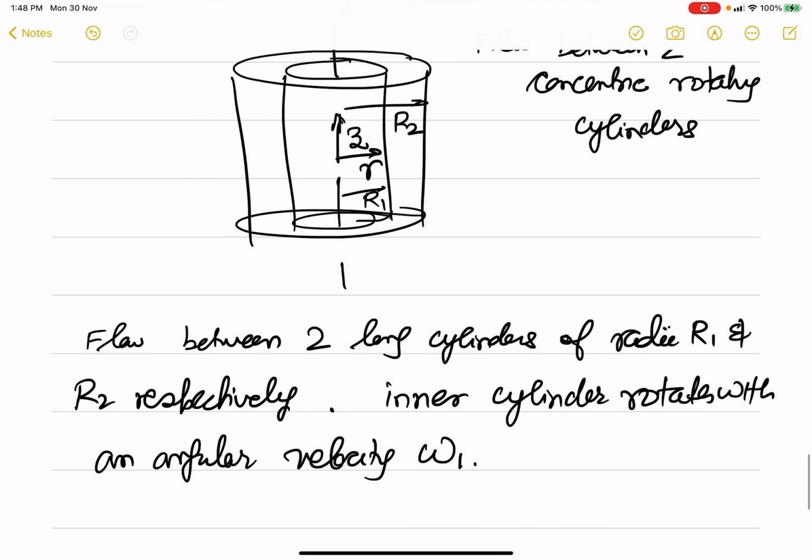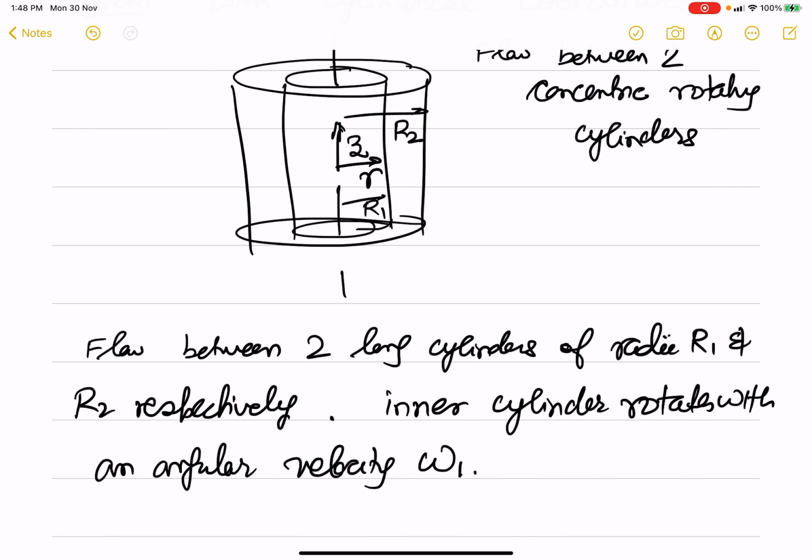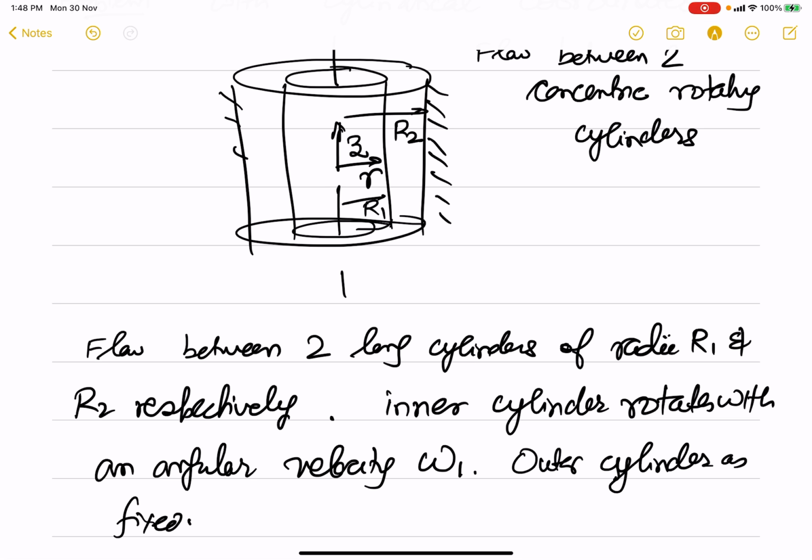Now, the outer cylinder could also rotate, and maybe you can think of this. Here we will consider the outer cylinder as fixed. Let's show this. The outer cylinder is fixed and this inner cylinder is rotating with omega 1.